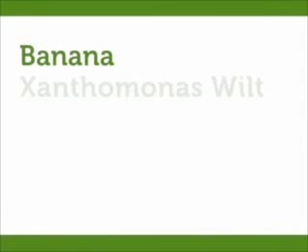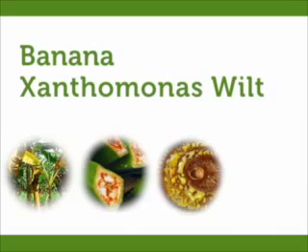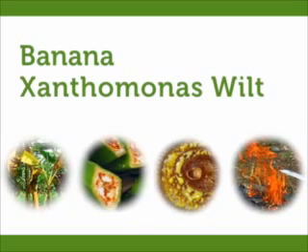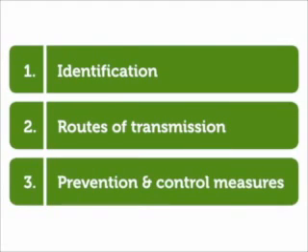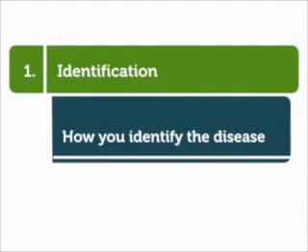This video is about the banana Xanthomonas wilt, a bacterial disease which affects all banana cultivars. The disease can cause up to 100% loss once it attacks a plant. The video will cover identification of the disease symptoms, routes of transmission, prevention and control measures, and how you identify the disease.